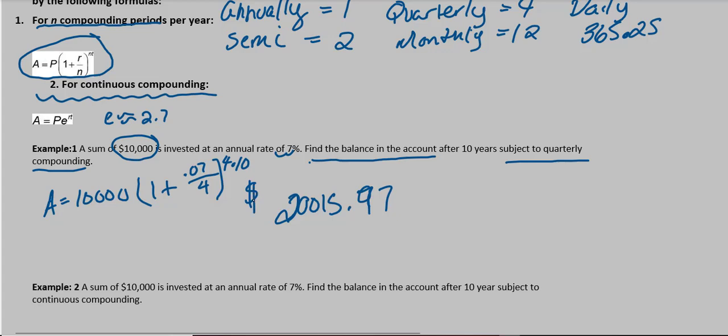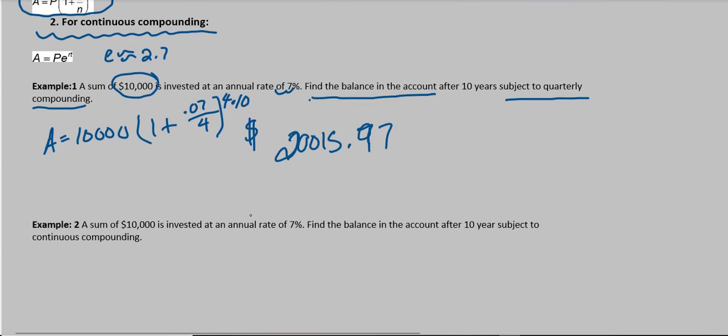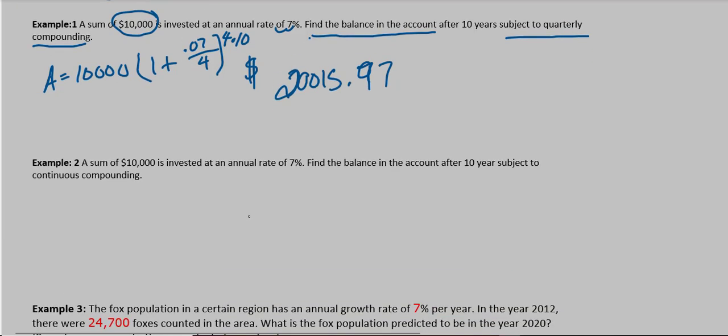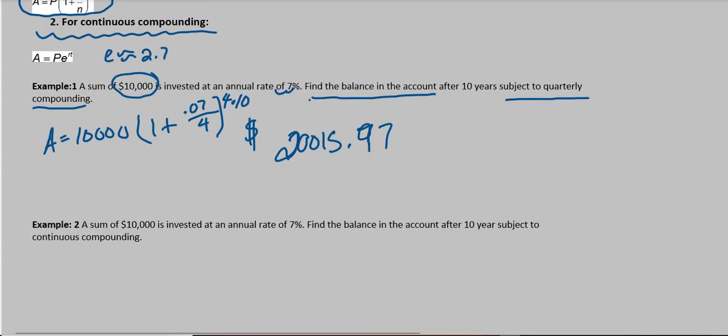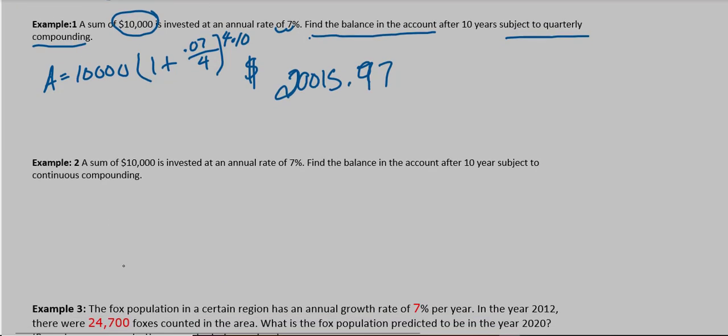All right. Now, if I have in my second example, it says the sum of 10,000 now is invested at an annual interest rate of 7%, I'm sorry. Find the account balance after 10 years subject to continuously compounding. So continuously compounding is this A equals P e to the rt. I call it the PERT.